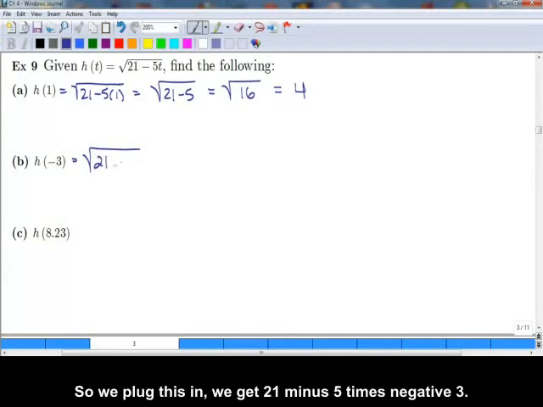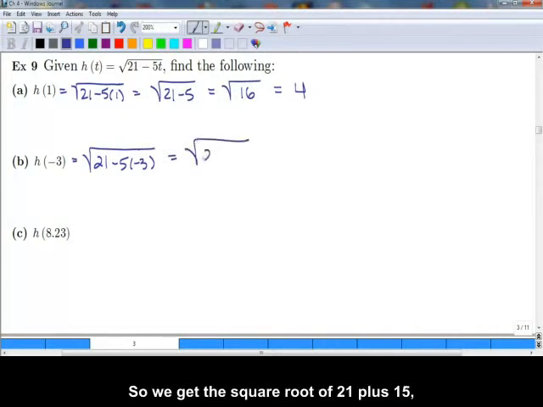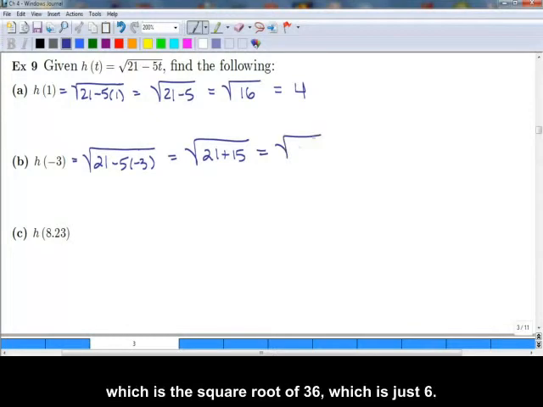So we plug this in, we get 21 minus 5 times negative 3. So we get the square root of 21 plus 15, which is the square root of 36, which is just 6.